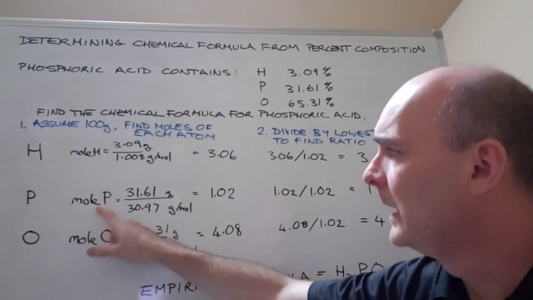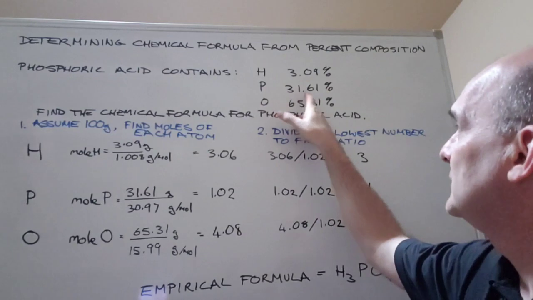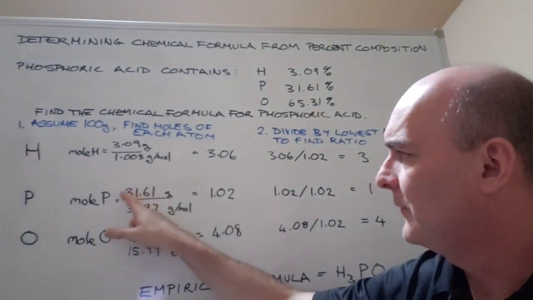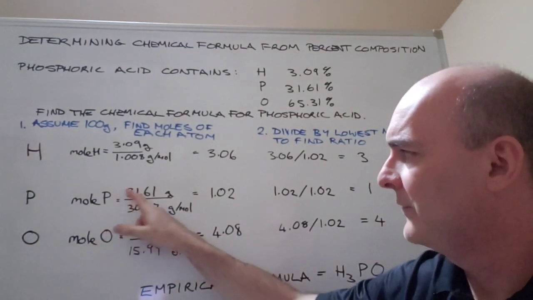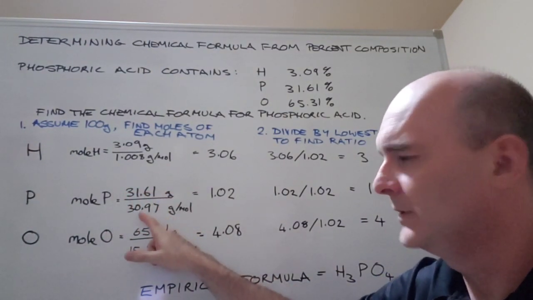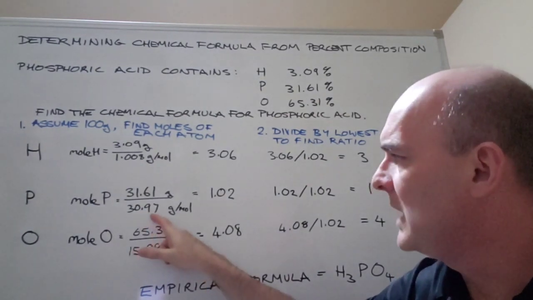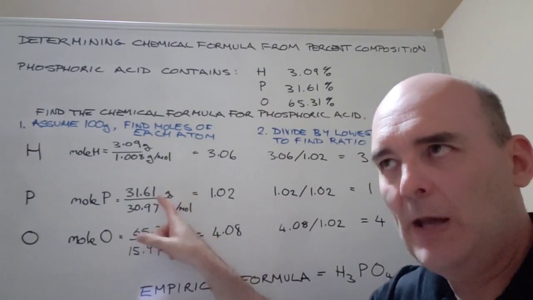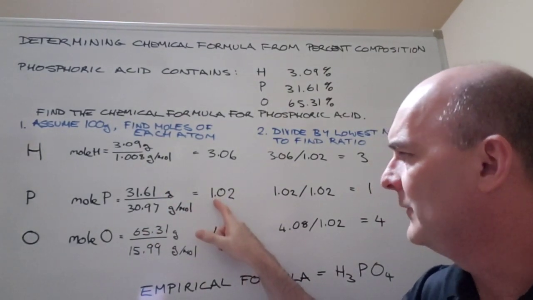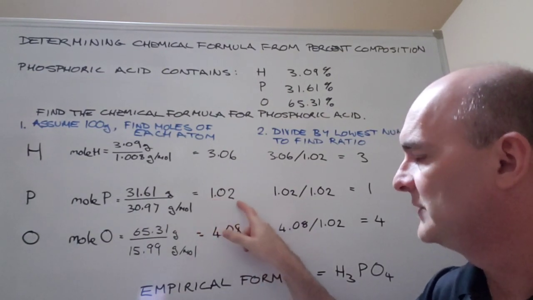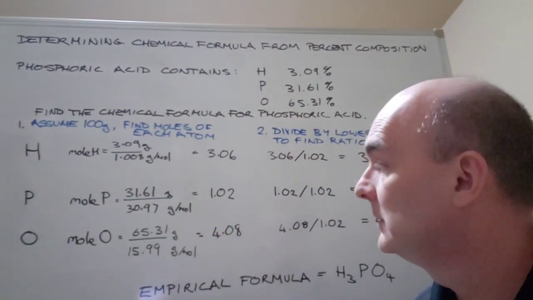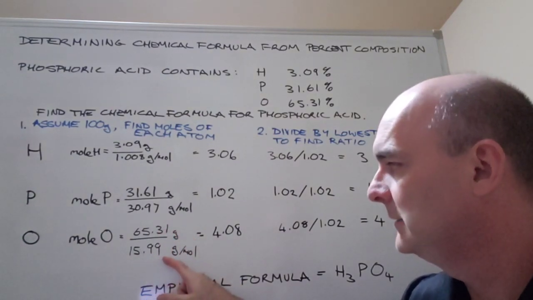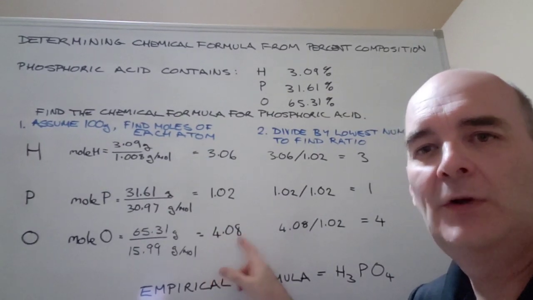For phosphorus, the 31.6% in my sample is 100 grams. Therefore, in that 100 gram sample, I have 31.61 grams of phosphorus. Divide that by the 30.97 grams per mole atomic mass number that is on the periodic table, and the number of moles of phosphorus comes out to be 1.02. Do the same thing for oxygen. 65.31 divided by 15.99 gives me 4.08.